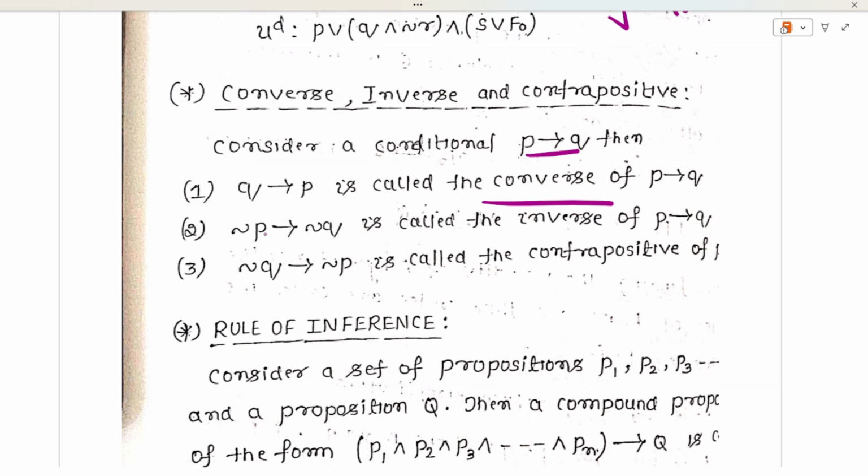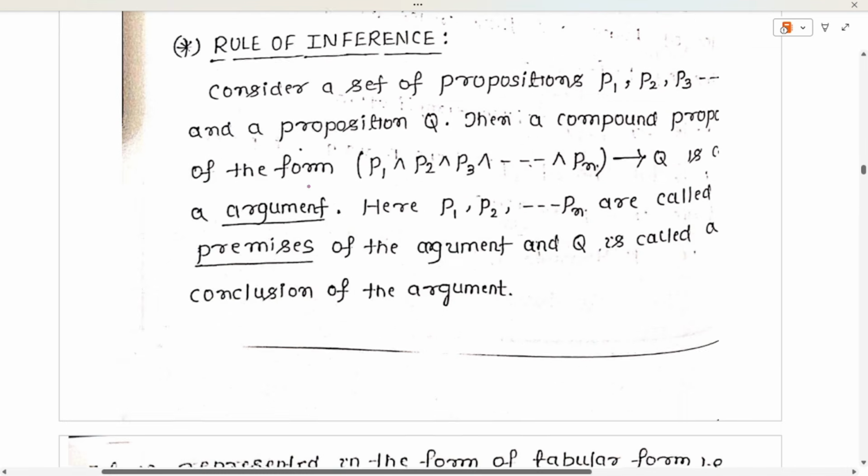Negation P and negation Q is the inverse. Negation P to negation Q, with the values interchanged in the conditional statement, is the contrapositive. That is, we have the converse, inverse and contrapositive.